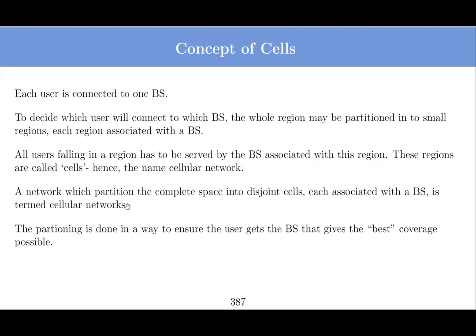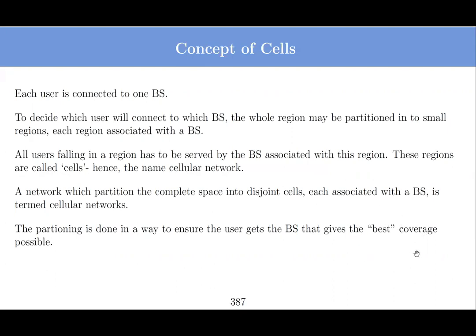A network which partitions the complete space into disjoint cells, each associated with one base station, is termed a cellular network. And the partitioning is done in a way to ensure that the user gets the base station that gives the best coverage possible. Now, this "best" is in quotes because it's not always clear what is the best thing, because there are different aspects.